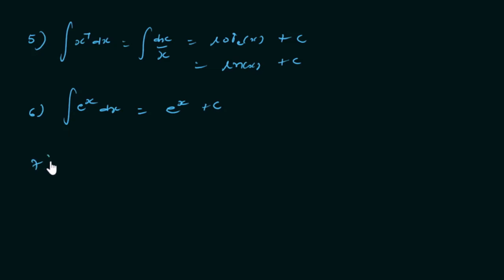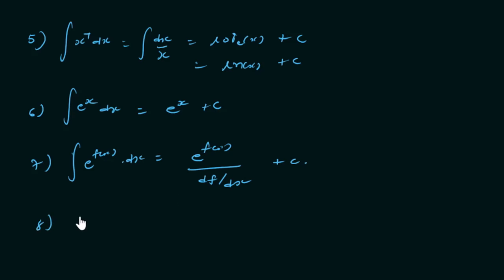Our seventh kind of standard formula is integration e power f of x dx will be equals to e power f of x divided by df by dx plus c. Our eighth kind of standard formula is integration sine of x dx will be minus cos x plus c. Always remember the integration of sine will be negative and differentiation of cos will be negative.